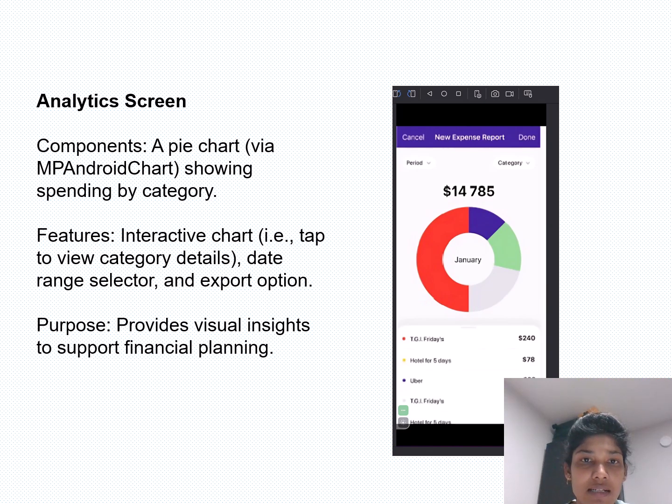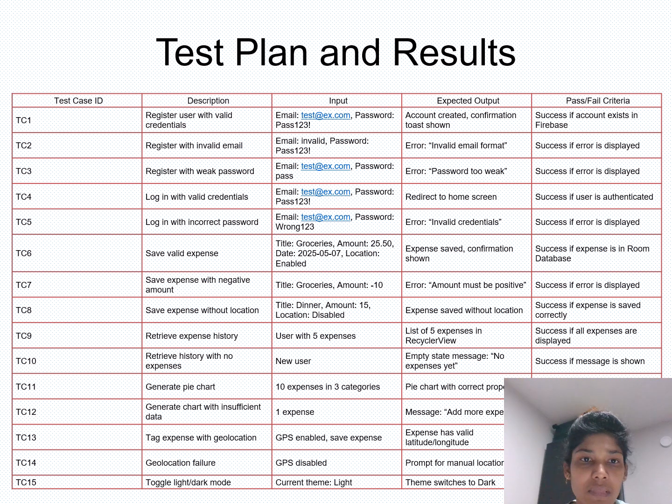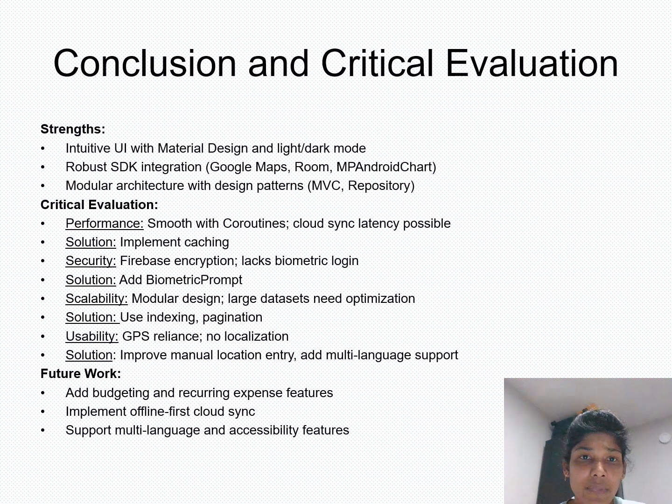This is the analytics screen. The analytics screen presents a pie chart via MP Android Chart, interactive for category details with date range selection for financial insights. This is the testing plan and results. Testing covered registration, login, expense saving, and analytics. All test cases, including edge cases like invalid inputs, passed, ensuring reliability.